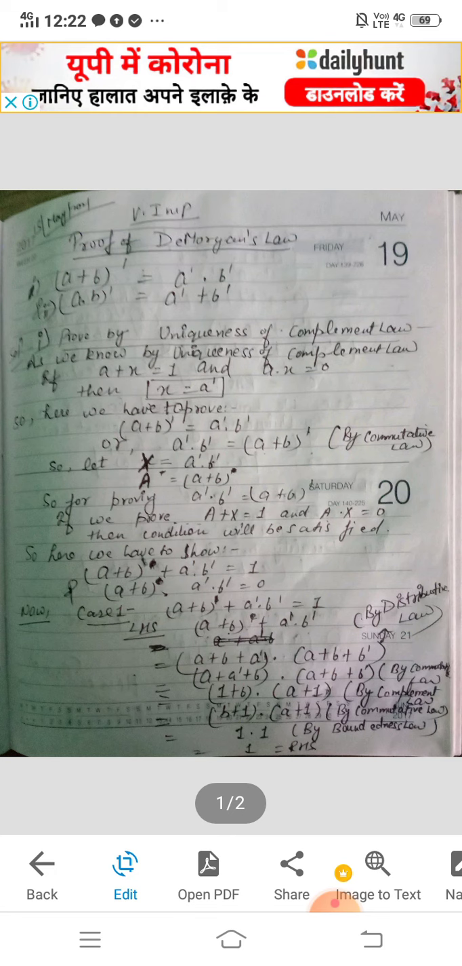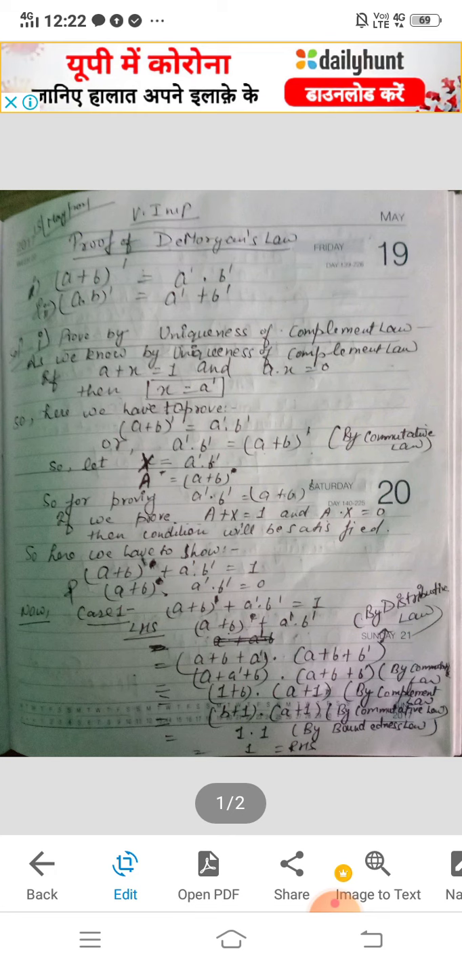First, we must know what De Morgan's law is. There are two laws by De Morgan. A plus B in bracket dash is equal to A dash dot B dash. Second, A dot B in bracket dash is equal to A dash plus B dash. This is De Morgan's law. Now we have to prove this law.